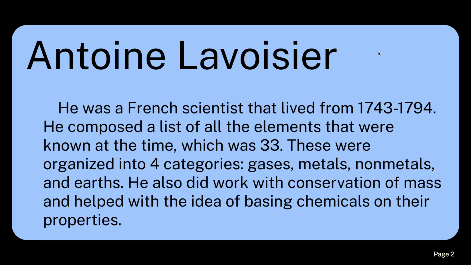The first person is Antoine Lavoisier. He was a French scientist who lived from 1743 to 1794. He composed a list of all the elements that were known at the time, which was 33 elements. These were organized into 4 categories, which were gases, metals, nonmetals, and earths. He also did work with the conservation of mass and helped with the idea of basing chemicals on their properties.